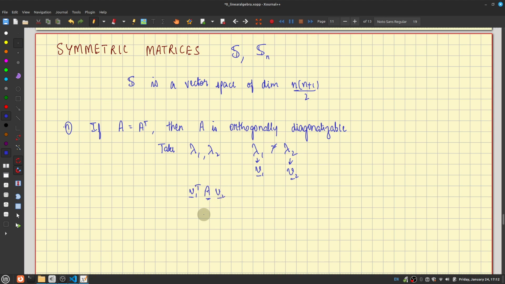Okay, I'll just look at this quantity, v1 transpose A v2. What is this equal to? What is A times v2? It is lambda 2 times v2. So this is v1 transpose lambda 2 v2, which is nothing but lambda 2 times v1 transpose v2. So it is lambda 2 times the inner product between v1 and v2.